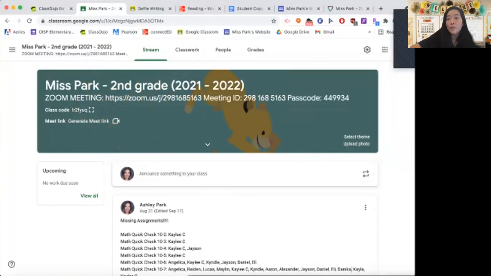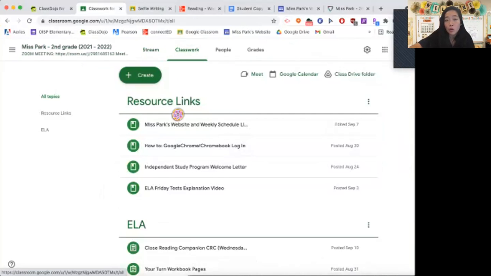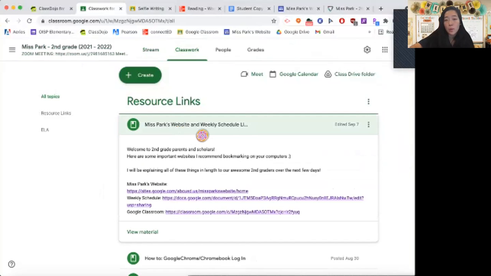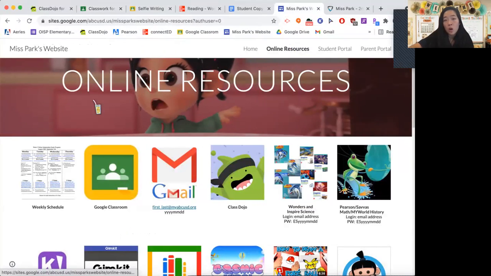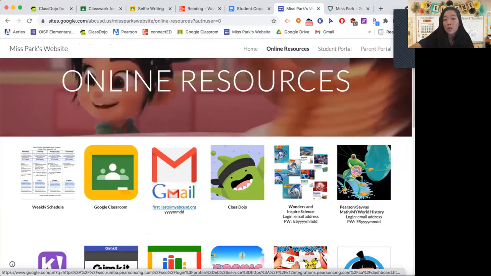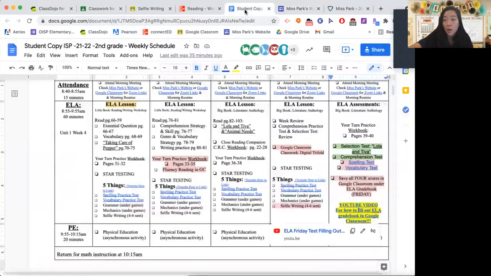All right, guys, as a friendly reminder, when you need to get to your weekly schedule, you can find it in multiple places. You can go to Classwork, click on Miss Park's website and weekly schedule links, and then right here is your weekly schedule. You can also go to Miss Park's website, go to online resources, and it's right here. Or you could go to your student portal, and it's going to be at the top of the page for your student portal as well.